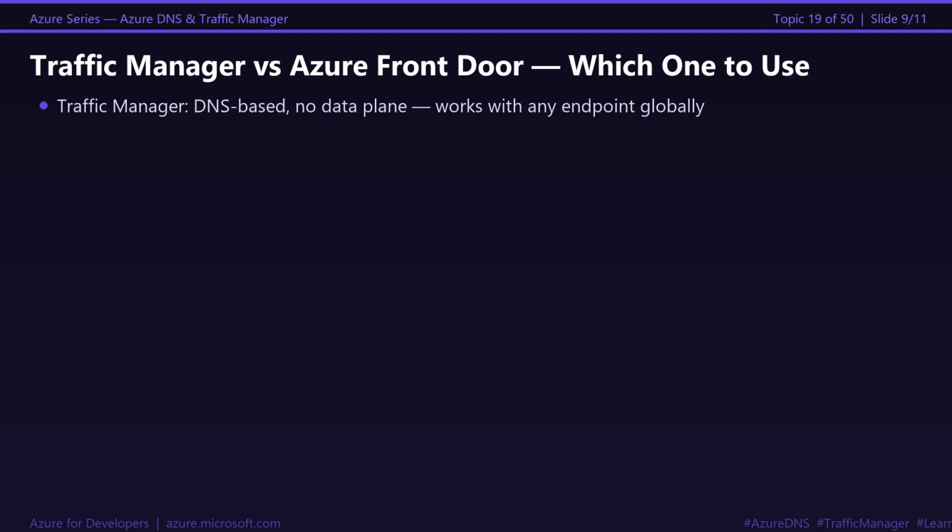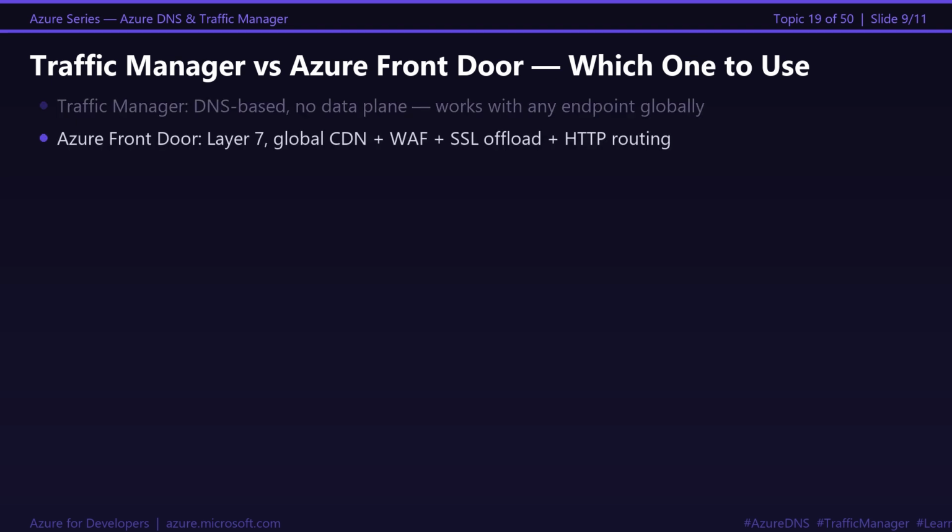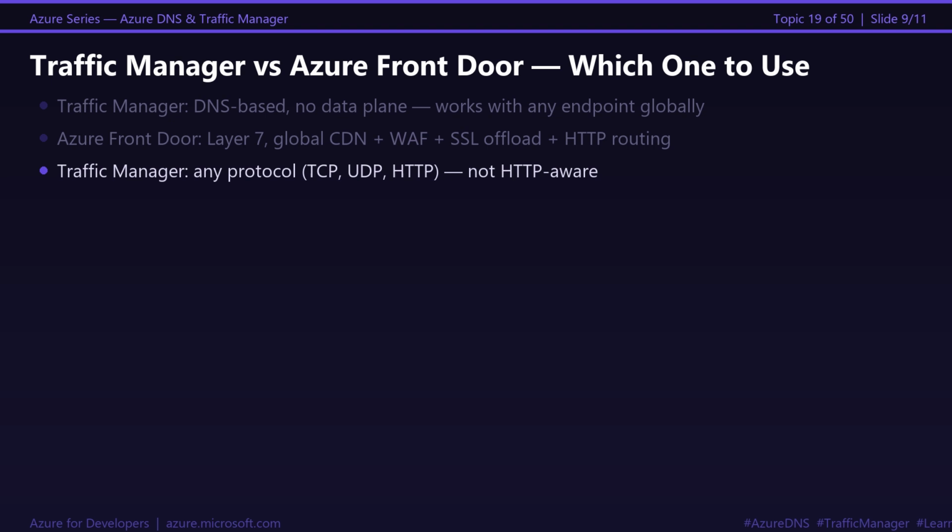Azure Front Door is a global Layer 7 service. It sits in the actual data path. It terminates SSL. It caches static content at edge locations worldwide. It has a built-in WAF. It routes based on URL paths. Use it for HTTP and HTTPS web applications that need CDN performance and security.